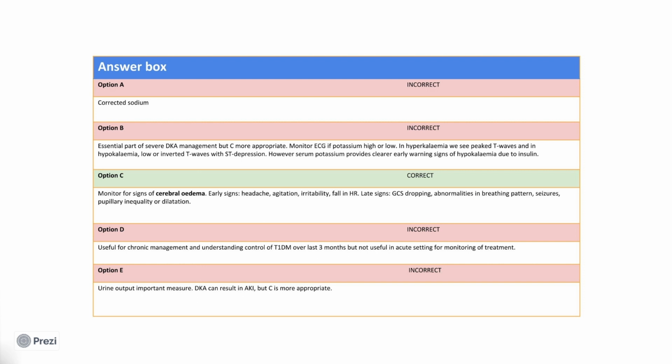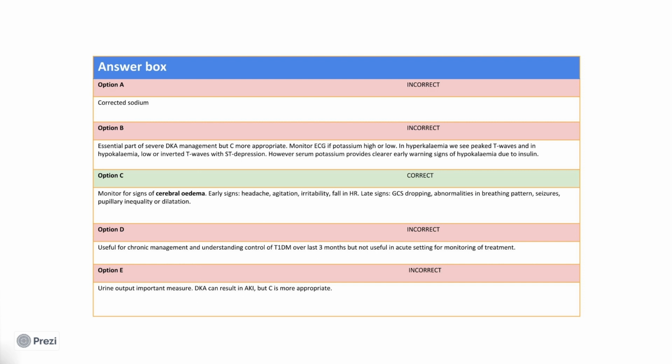Although reduced urine output may indicate poor renal perfusion when in DKA and should inform fluid resuscitation, it is not the most appropriate measure within the first 24 hours. In this question, you should think about why DKA is so dangerous. In this case, inappropriate fluid resuscitation and electrolyte imbalances are the most life-threatening complications.